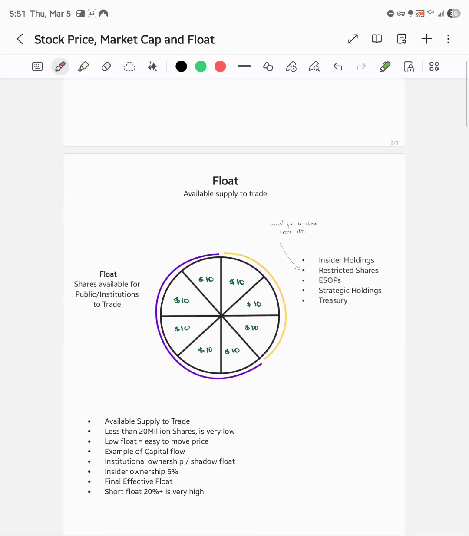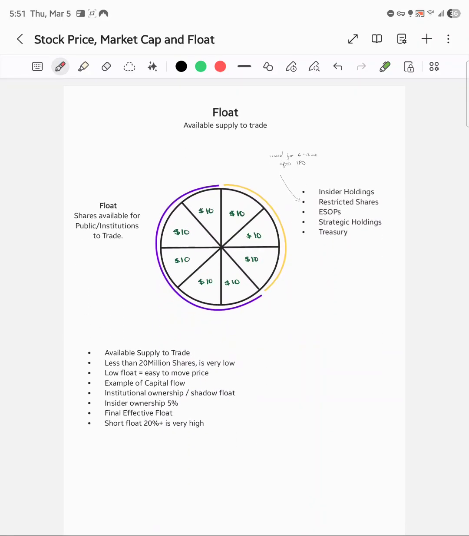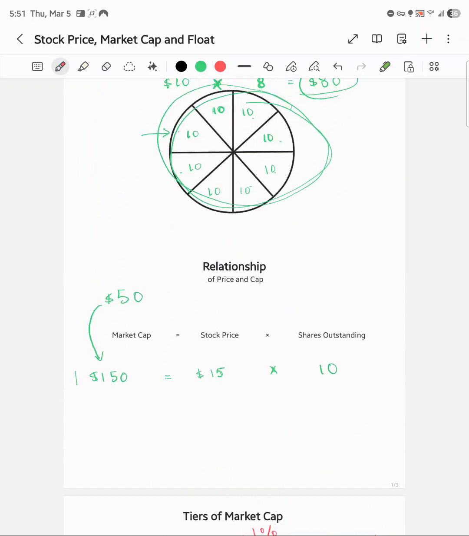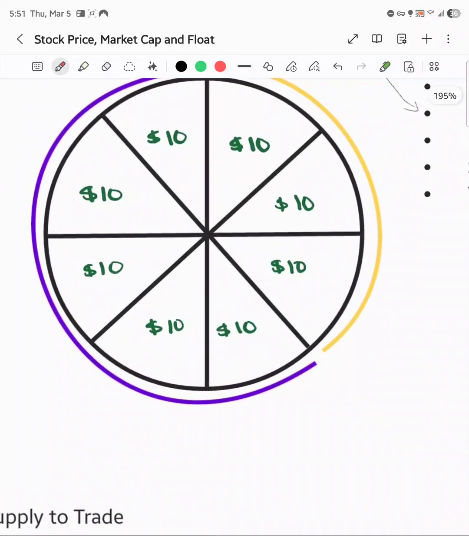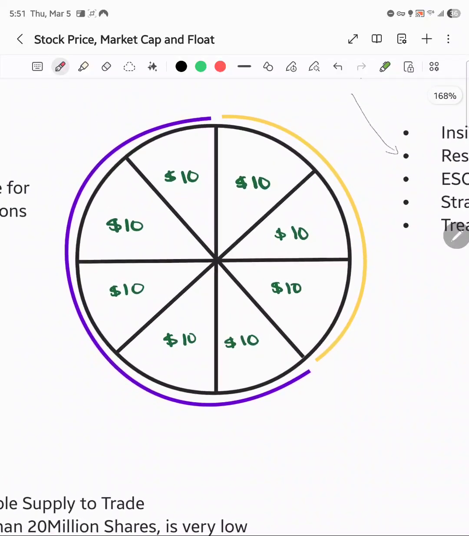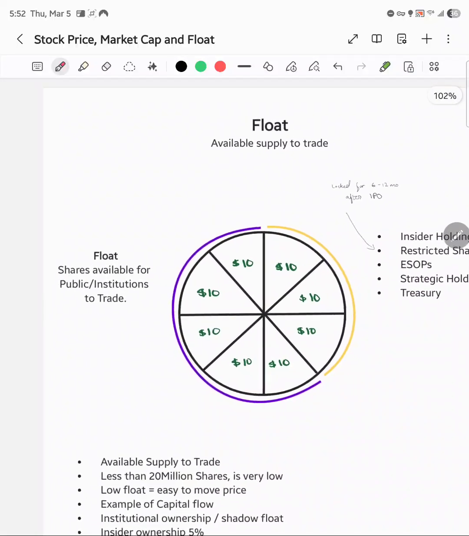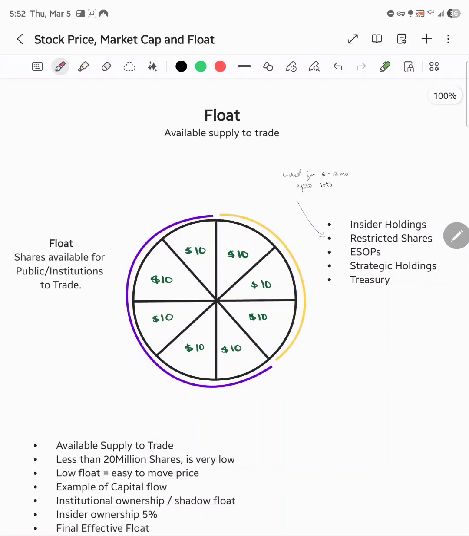So now let's talk about the float. So we talked about the market caps. What is the float? So we talked about how the whole pizza is the market cap, right? Or outstanding shares. This is all the shares outstanding. Okay? Float is what is available to trade right here. Float is what is available to trade.